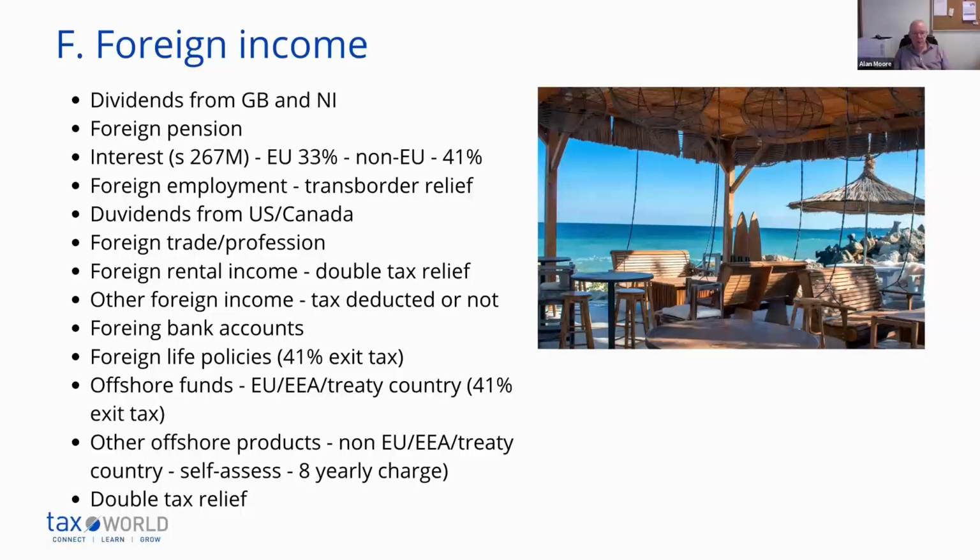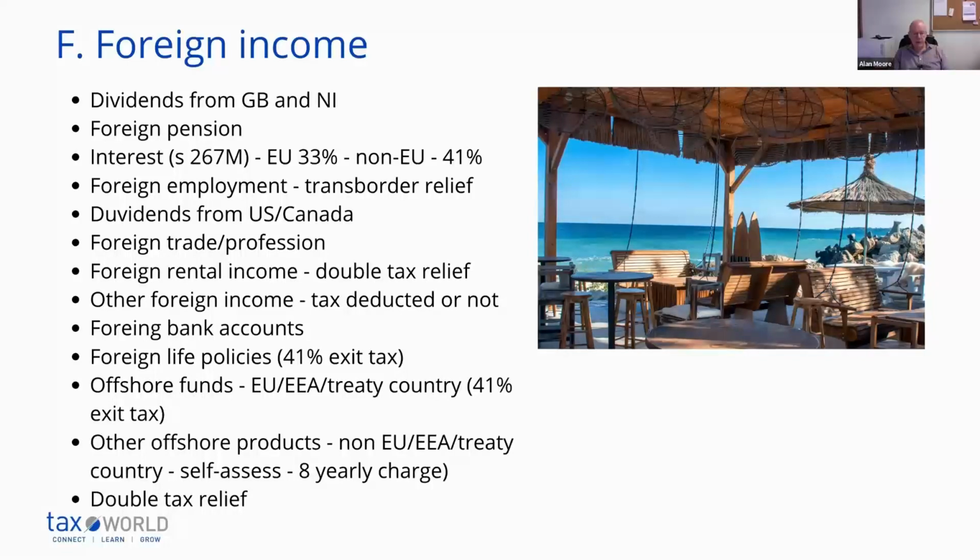Same with foreign rental income. You own an apartment in Paris and let it out. You're liable to Irish tax on the French rental income. You can't say to the Irish Revenue, all the French tax is paid on it, I don't have to pay any tax in Ireland. You do. You pay the Irish tax and you get a credit for the French tax against the Irish tax. Any other foreign income also has to be declared.